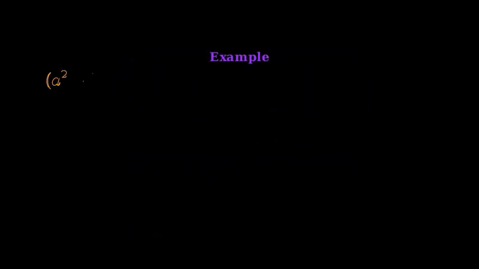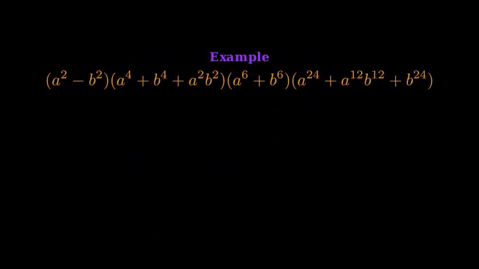Let's start with our example. We need to simplify the following expression: (a squared minus b squared) times (a to the fourth plus b to the fourth plus a squared b squared) times (a to the sixth plus b to the sixth) times (a to the 24th plus a to the 12th b to the 12th plus b to the 24th).